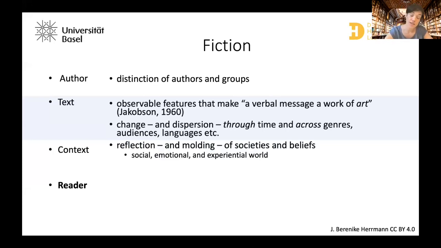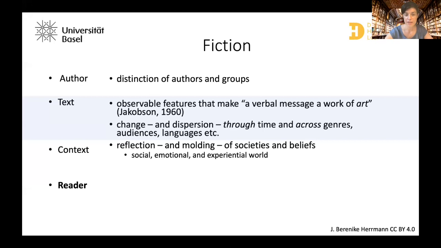Then the context. The context is really, of course, a broad category here. But when we're more interested in contextual aspects of fiction, then we are probably interested in how fiction takes part in reflecting on societies and beliefs and actually sometimes molding them, right? Think about national literature, think about canonicity, so reading lists, policy, what has to be read, and so on, in many different nations, for example.